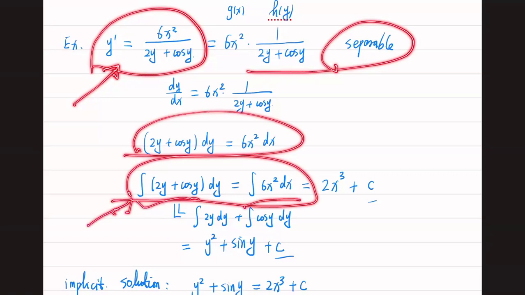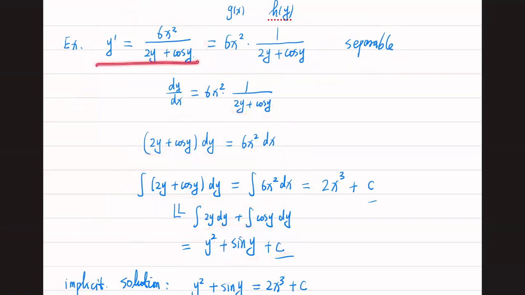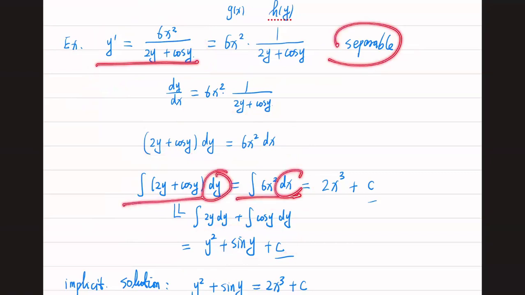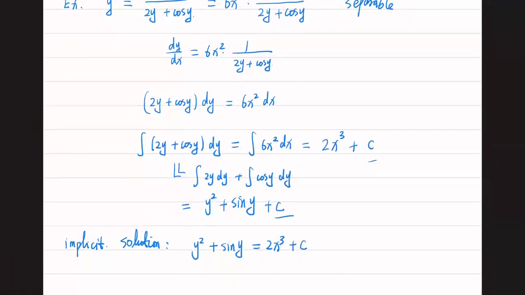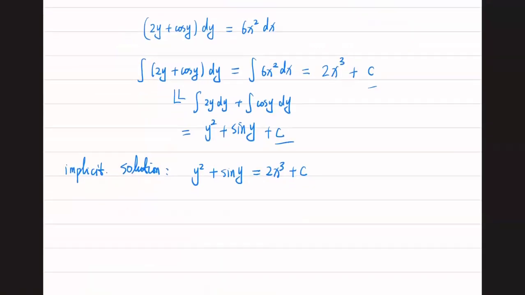So one differential equation, if it's separable, two integrals, one about y, one about x, we get an implicit solution. Okay. Let's try another example.